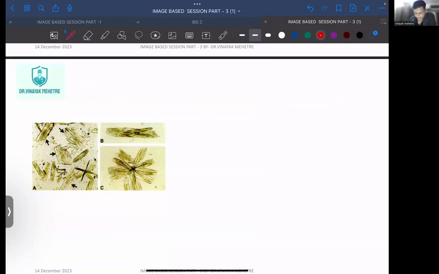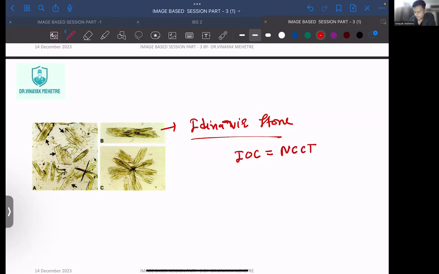शेप समझ नहीं आ रहा, राइट? इसको बोलते हैं इंडिनावीर स्टोन. What we will call it? इंडिनावीर stone. Okay, remember over here investigation of choice is not x-ray, it is NCCT head. NCCT. Okay, NCCT abdomen.